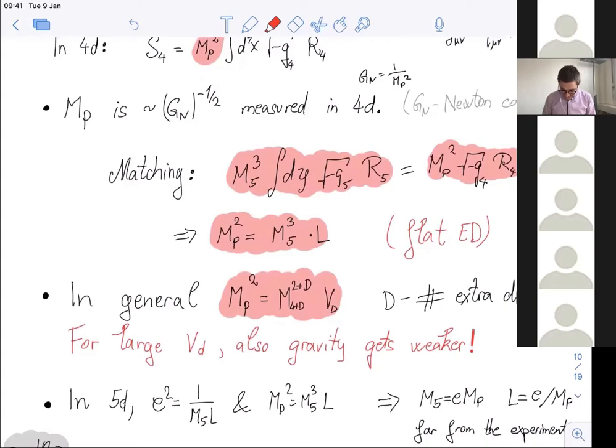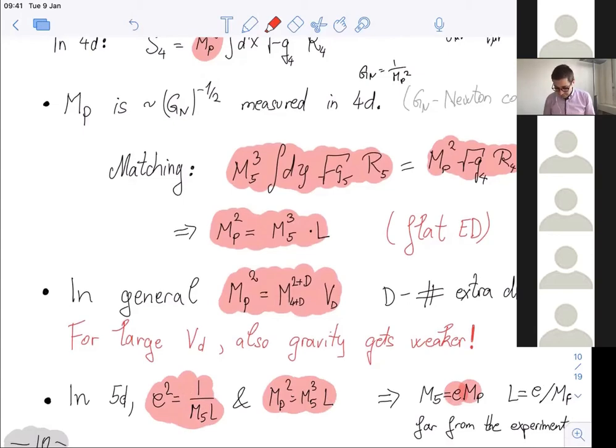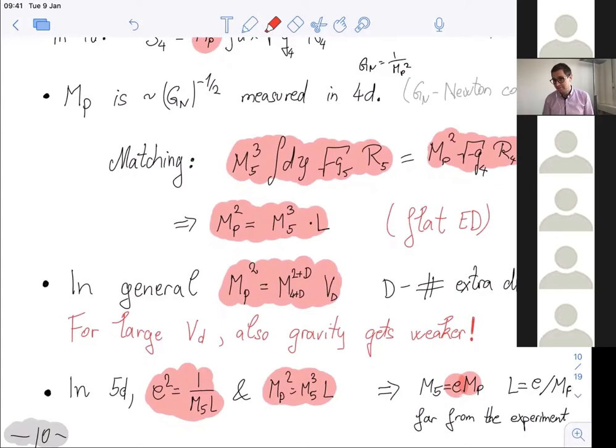However, this really doesn't work very well if other fields also propagate in the extra dimension. For example, if QED also propagates in the extra dimension together with gravity, then you have two equations, and you can solve for M5 and L, the cutoff and the size of the extra dimension, in terms of the coupling for QED and the coupling for gravity. And therefore, you can see that the size of the extra dimension is of the order of inverse M Planck, which is not very interesting. The effective scale M5 is also around M Planck, which is also not very interesting for the hierarchy problem, nor for experiment. Okay.